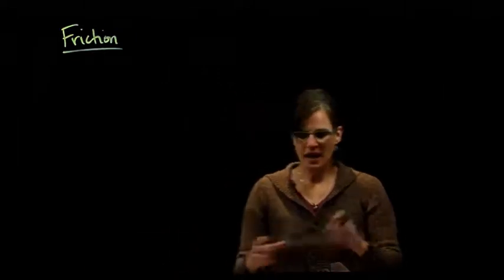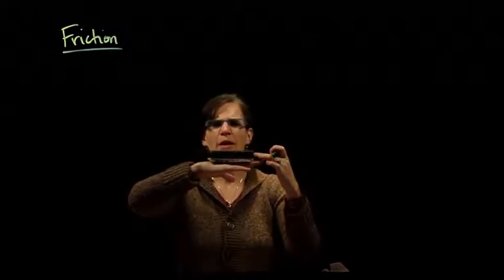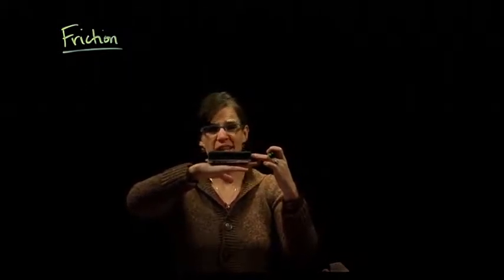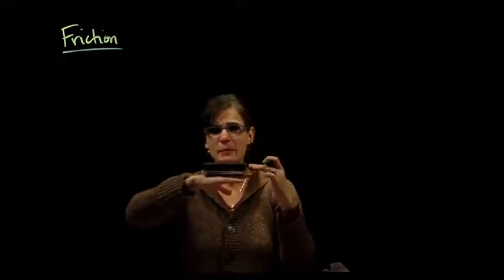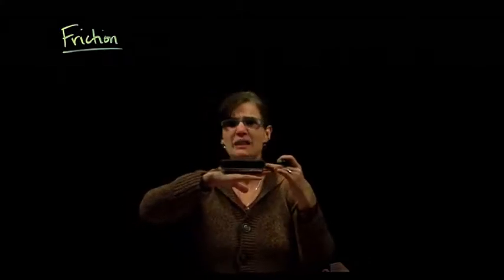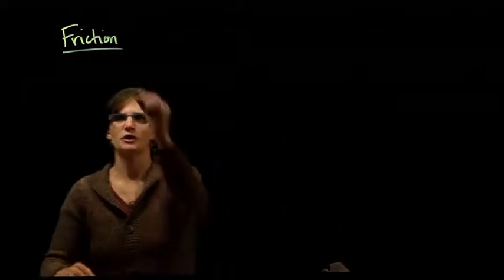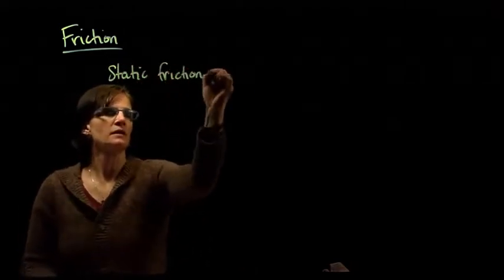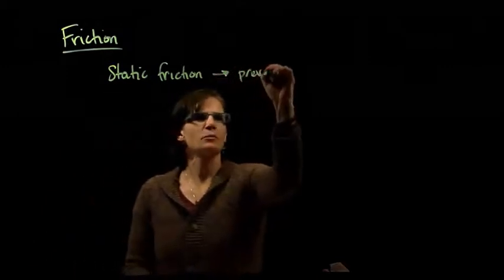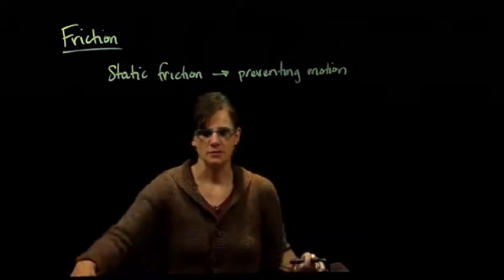One type of friction is when an object is not moving. If I have my eraser resting on a table and I push on it, I'm pushing on it, but it's not moving. Why isn't it moving? The interaction with the table, the friction, is preventing it from moving. When an object is prevented from moving, we call that static friction. So static friction is preventing the motion of an object.